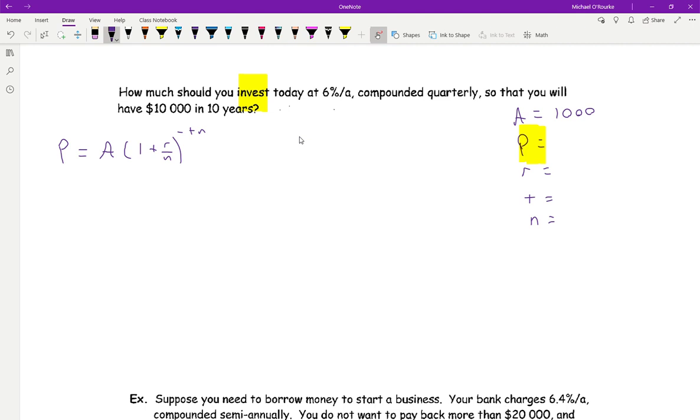So what's my rate in this question? Can someone tell me my rate? Good. What's my T? 10. Lawrence, watch, you have to divide that rate by 100, right? What's my N for this case? You do have an N. 4. Good.